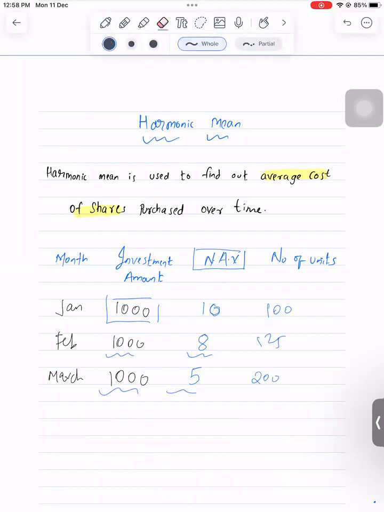Okay, now I will sum up the total units accumulated. See, total units we have accumulated: 425. Total investment amount is how much? Total we have invested 3,000 rupees, right? 1,000 every month, so total we have invested 3,000.